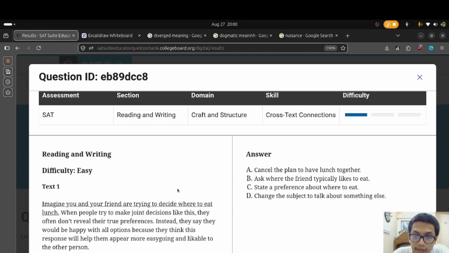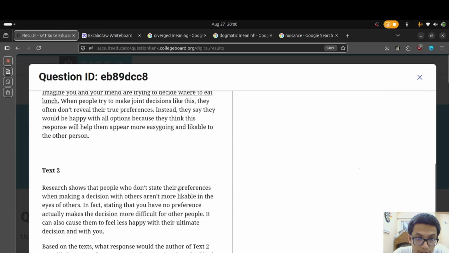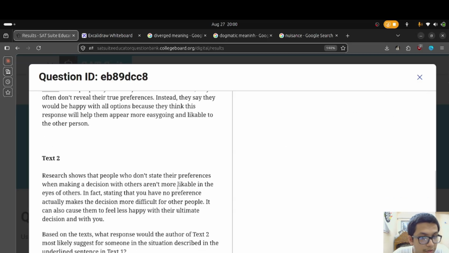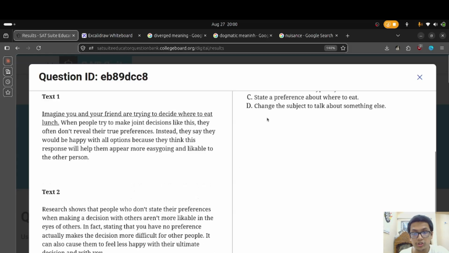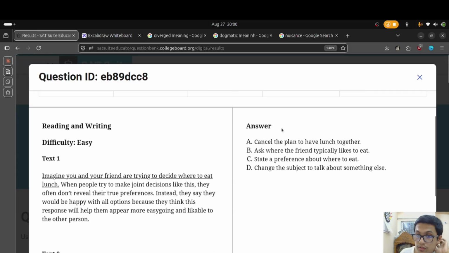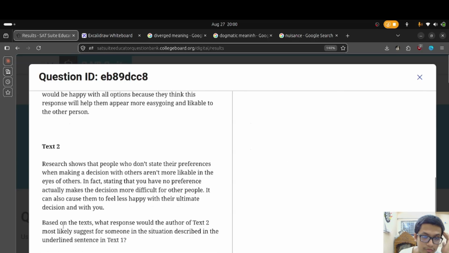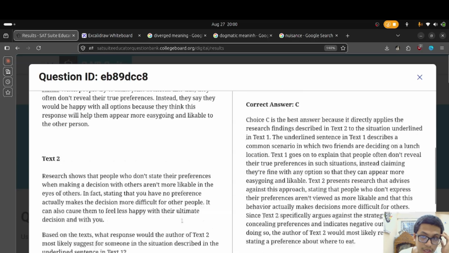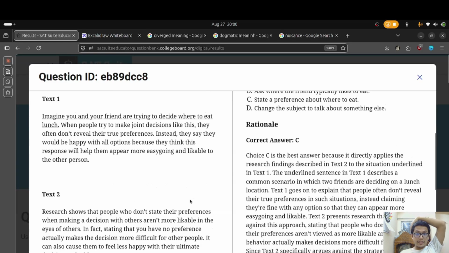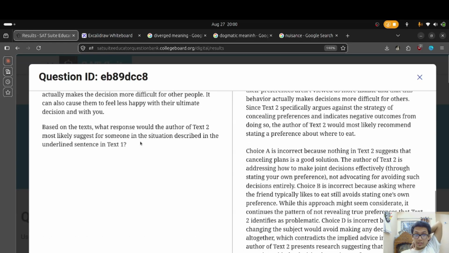Now, cancel the plan, have lunch together? No. Ask where their friend typically likes to eat. Suggest. So they would like to suggest someone if they fall in that situation. So what would they suggest? Ask what they like to eat. State your preference or where they want to eat. Should be C. It might be a mistake. Yeah, should be C. Okay, that's it for these questions.